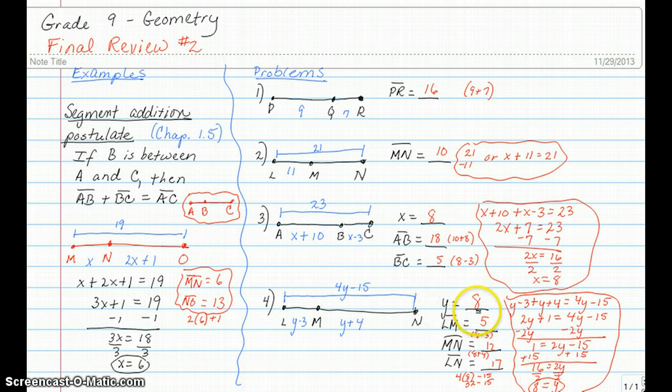So y is 8. 8 minus 3 for LM is 5. 8 plus 4 for segment MN is 12. And if you look at this, you've got 5 plus 12, which would be 17. So you know LN is going to be 17, but you could also check it by substituting the 8 in the y position here. 4 times 8 is 32, minus 15 is also 17.